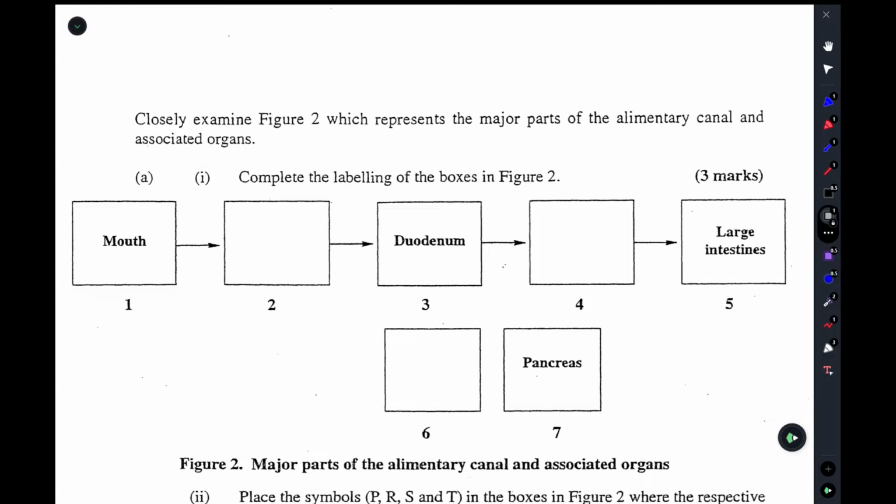Okay, hello again. Today we want to attempt this question. Closely examine figure 2, which represents the major parts of the alimentary canal or gut and the associated organs. Complete the labeling of the boxes in figure 2. So that is the first thing we're going to do.